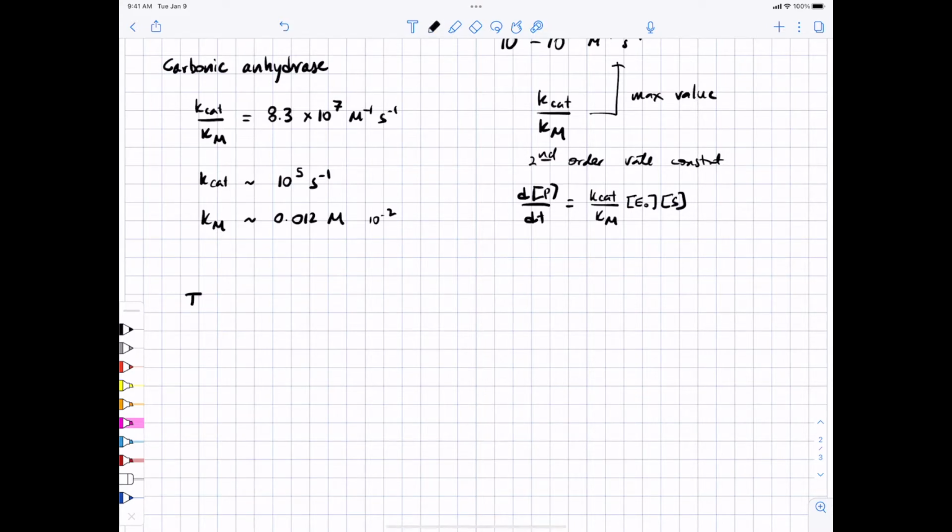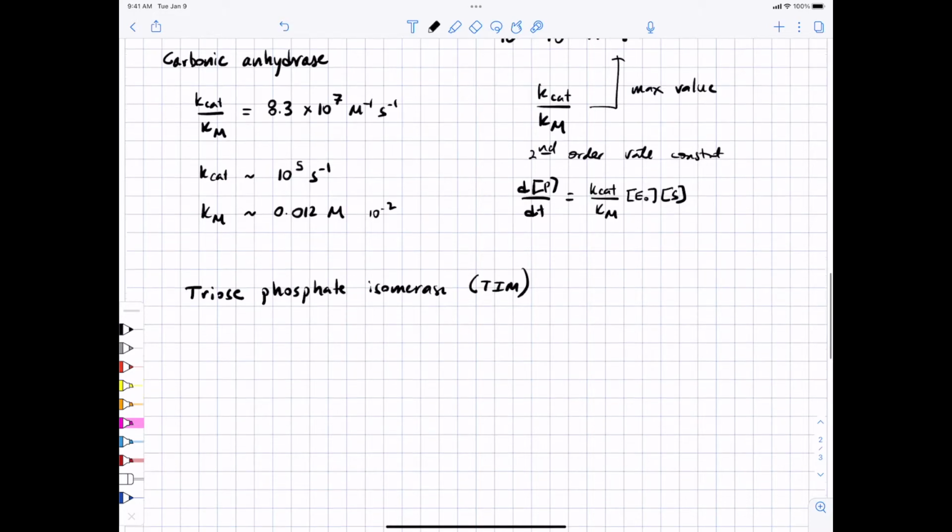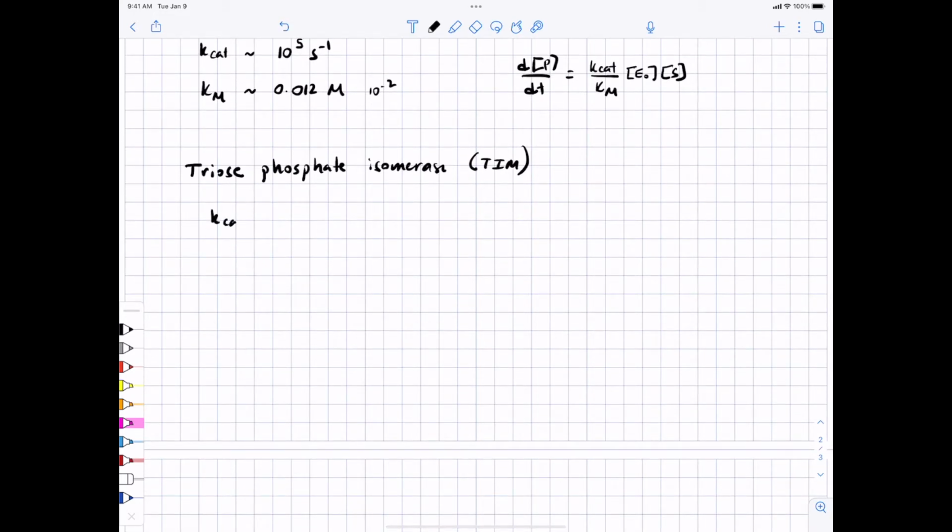Now there's another so-called perfect enzyme. That's triose phosphate isomerase. This is the one that in glycolysis isomerizes dihydroxyacetone phosphate into glyceraldehyde 3-phosphate. And the Kcat over Km here is also wicked fast, 10 to the 8 per molar per second, again, right up against the diffusion limit.